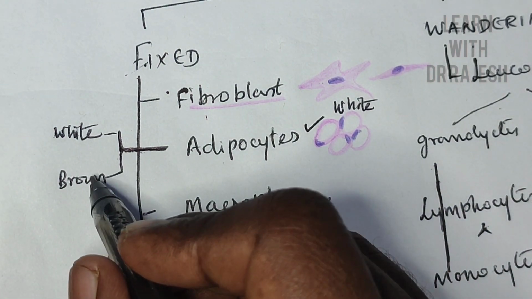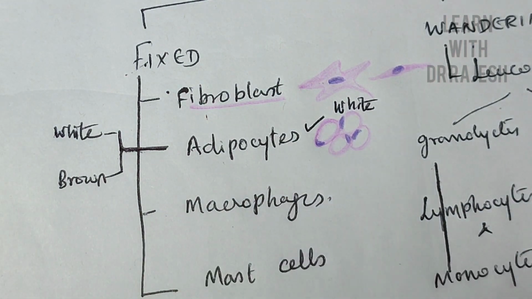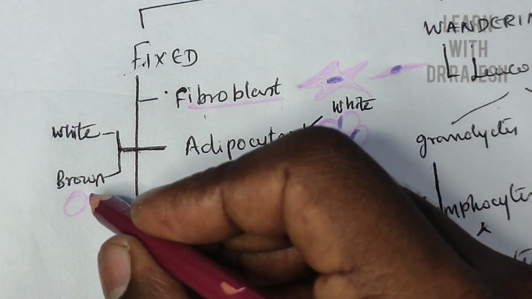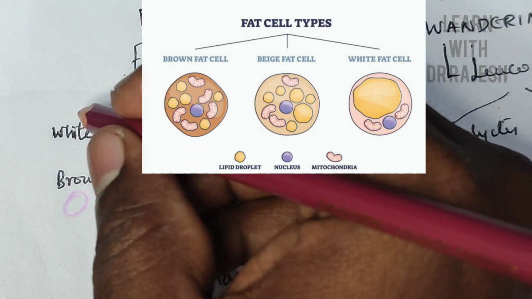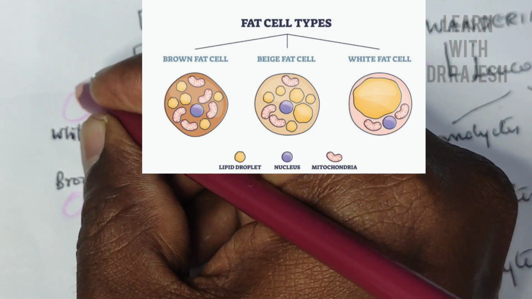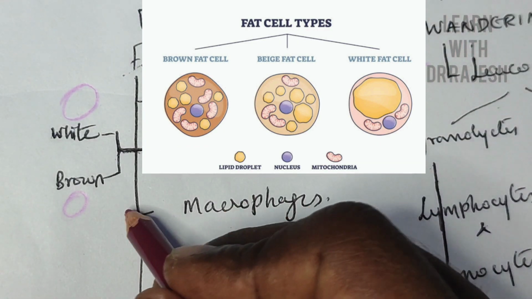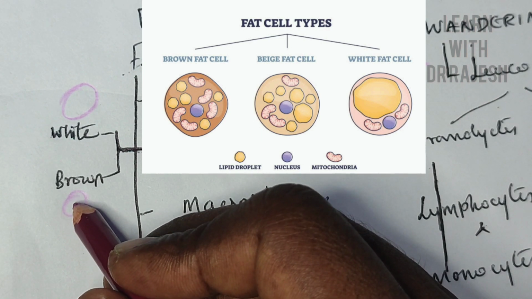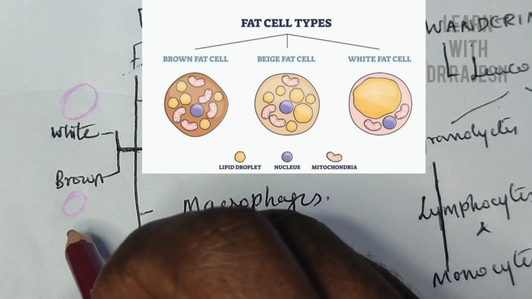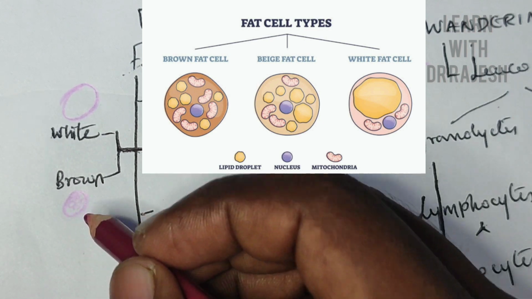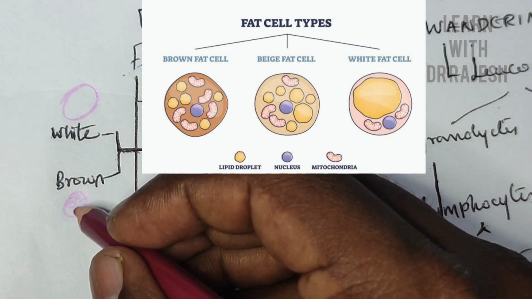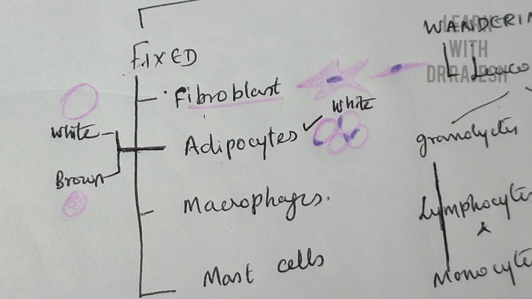So how will the adipocytes in the brown fat look? The adipocytes in the brown fat are smaller in size when compared to white. White is a little larger. Here the fat globules are multiloculated. So there will be multiloculated fat globules inside the cytoplasm, and here also the nucleus is in the periphery.